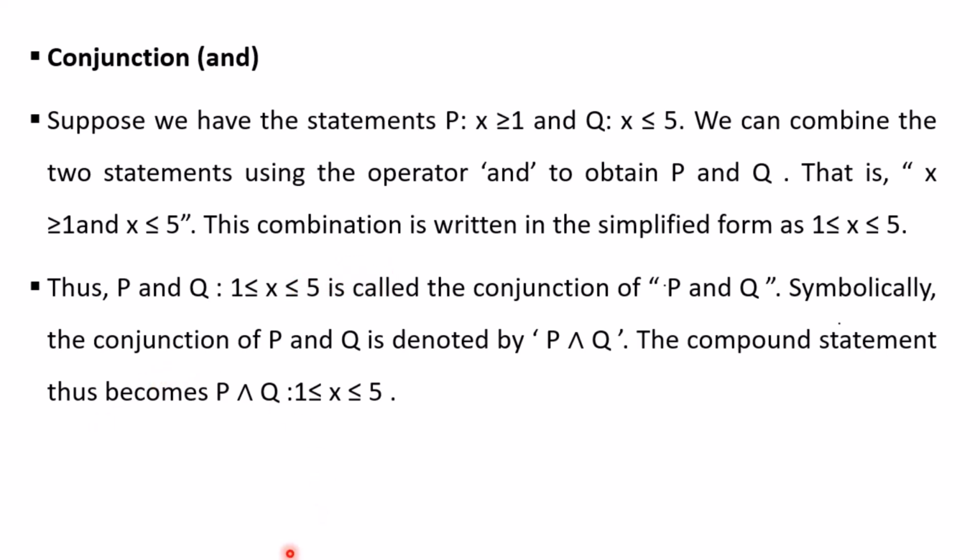Thus, P and Q is called the conjunction of P and Q. P and Q, which is S between 1 and 5, is called the conjunction of P and Q. Symbolically, the conjunction of P and Q is denoted by P ∧ Q, where this is the symbol for AND. The compound statement becomes P and Q. So this is how you express it.